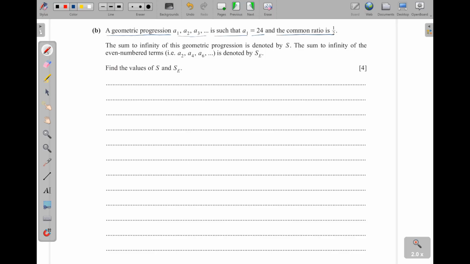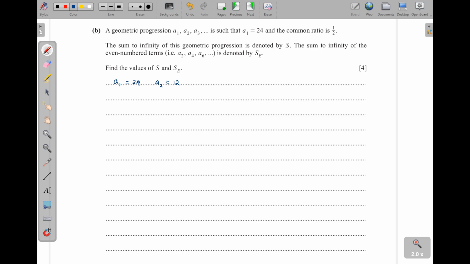And then the common ratio is a half. The sum to infinity of this geometric progression is denoted by S. The sum to infinity of the even numbered terms A2, A4, A6 is denoted by SE. Find the values of S and SE. Okay. Now we are going to have A1, which is equal to 24. Okay. Then A2 is going to be equal to 12.